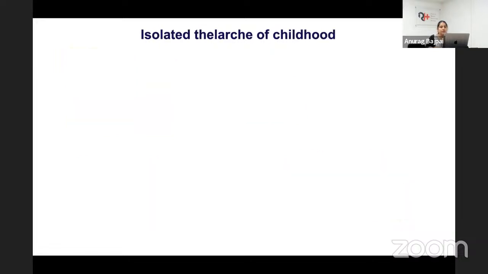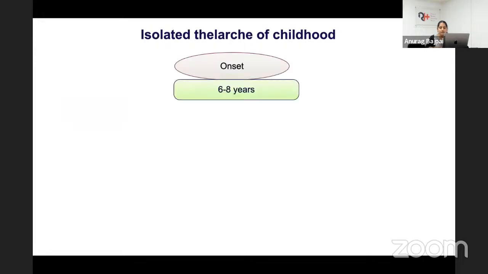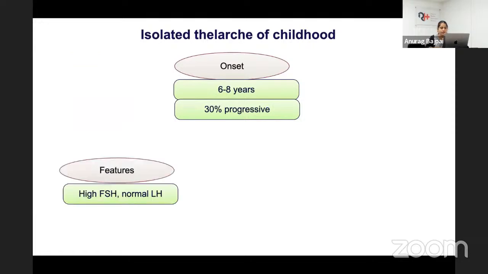Isolated thelarche of childhood is a separate entity. Generally, it is more likely a slowly progressive puberty, typically presenting between the age of 6 to 8 years, and 30% of them are progressive.